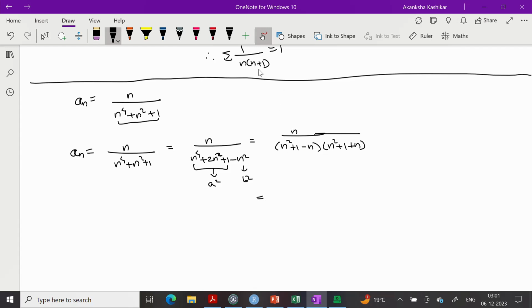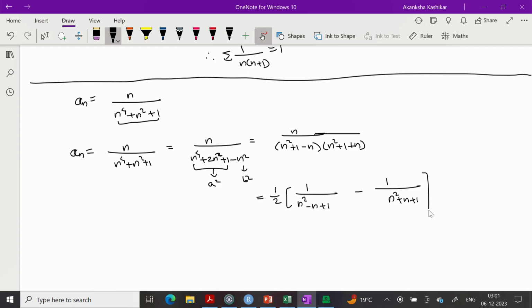Now see, just like here, the difference in n and n plus 1 was 1, and hence we could write this as a telescoping series. In the current scenario, the difference between this and this is 2n. So if I bring in half, then I could possibly write this as a telescoping series. So let me try this as half into 1 upon, whichever is bigger one I will take that first, so n square minus n plus 1 minus 1 upon n square plus n plus 1.